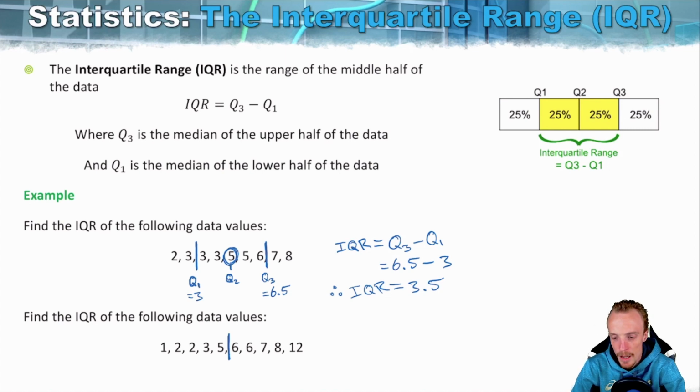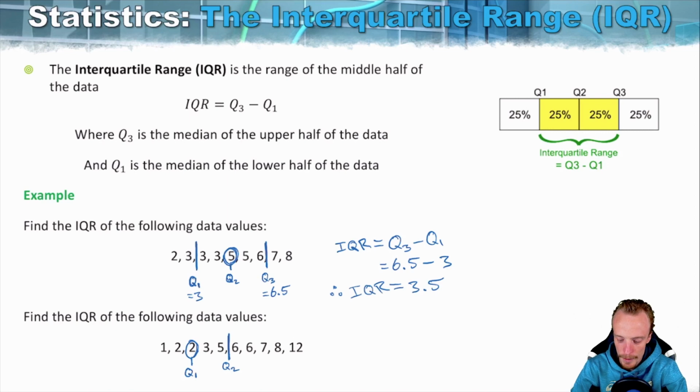So now once we've got that, I'll just quickly indicate that that's my Q2. What we want to do is find the median of the lower half, which will give us our lower quartile, which is Q1. So the median of this, the middlemost value, is that 2. So it's right on this value now. So our lower quartile is 2.